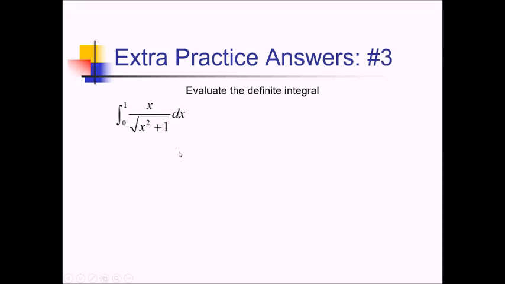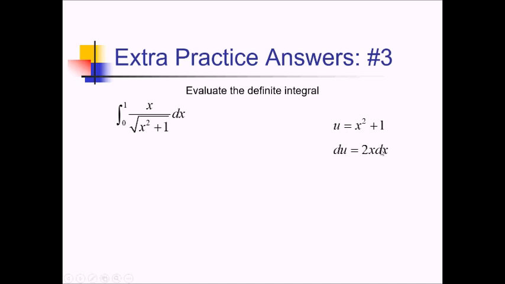For this one, trying to find the definite integral from 0 to 1 of this craziness. So one thing I do notice here is that we have this inner function of x squared plus 1, whose derivative with something with an x is up here. So let me try doing substitution on this. I'm going to let u equal x squared plus 1. So then du is going to be 2x dx.